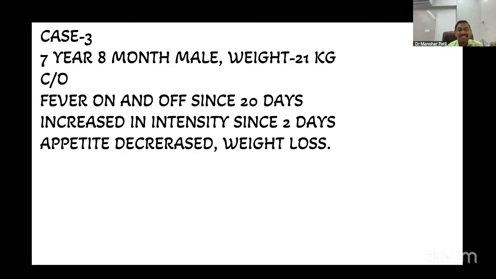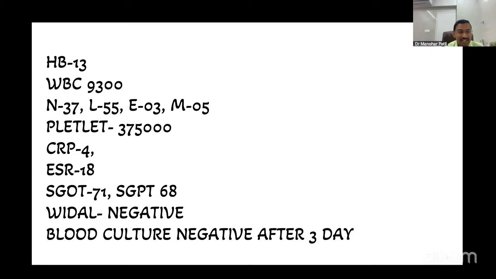My third case is a 7 year 8 months male, weight 21 kg, with fever on and off since 20 days. The fever intensity has increased since the last 2 days. Appetite is decreased. There is a weight loss of almost 2 kg. The patient is from Sapade, received treatment from local doctors, and intermittently he was all right.